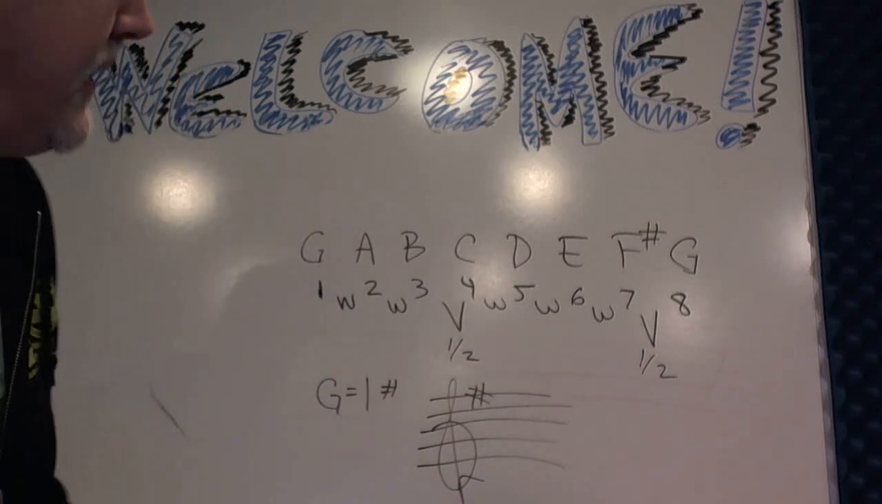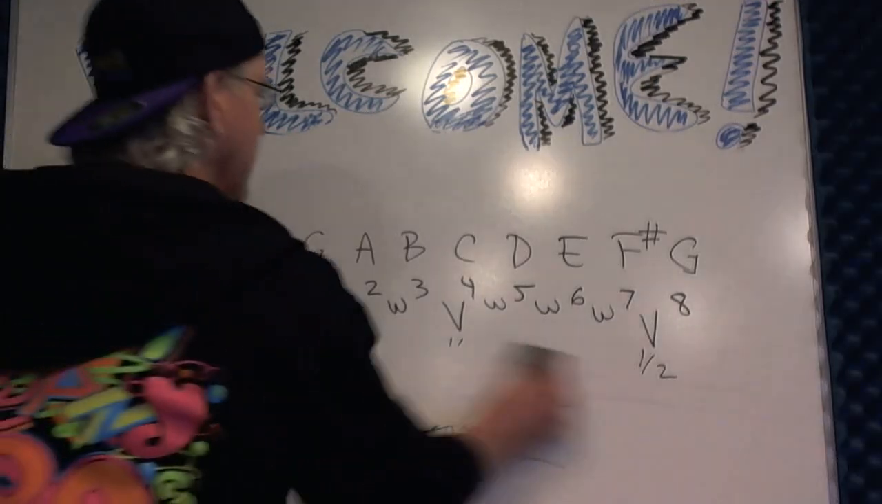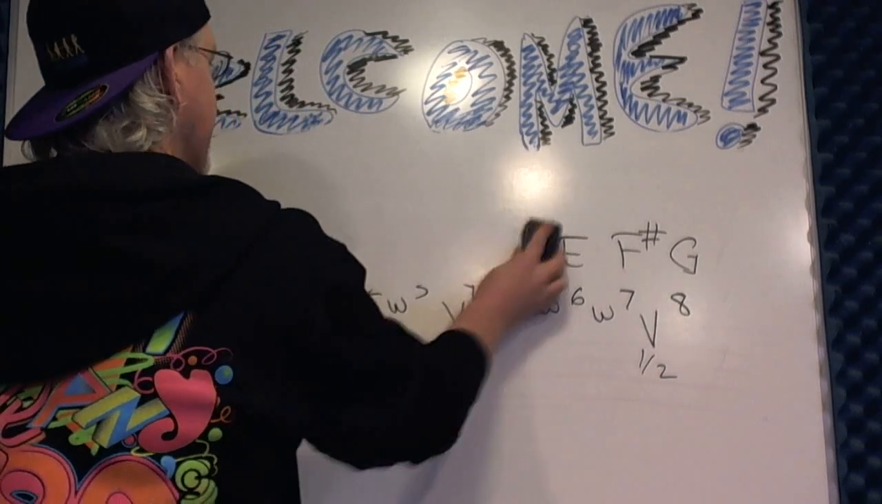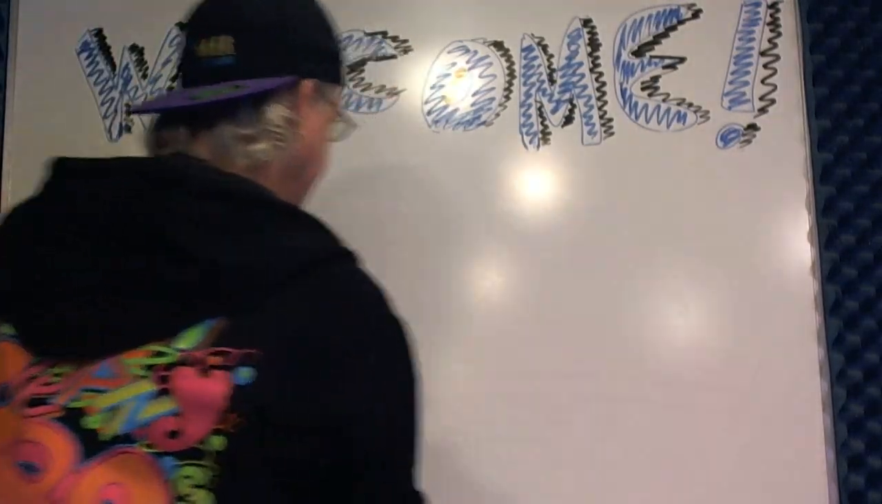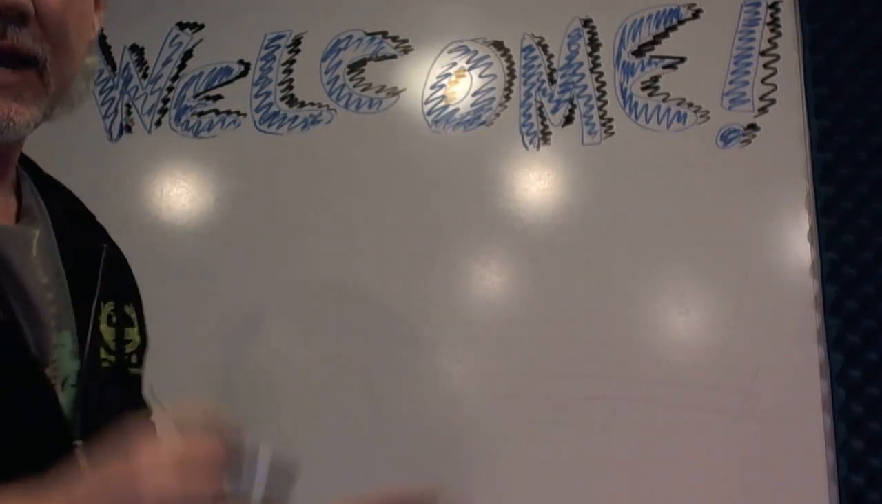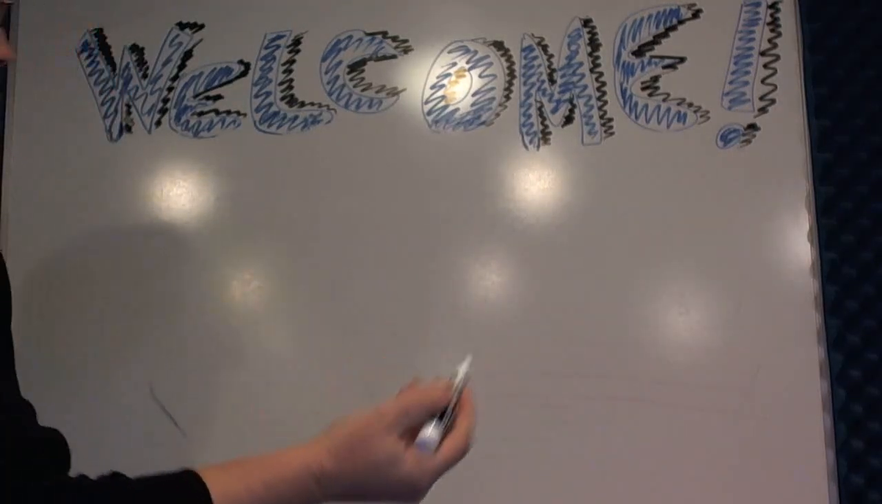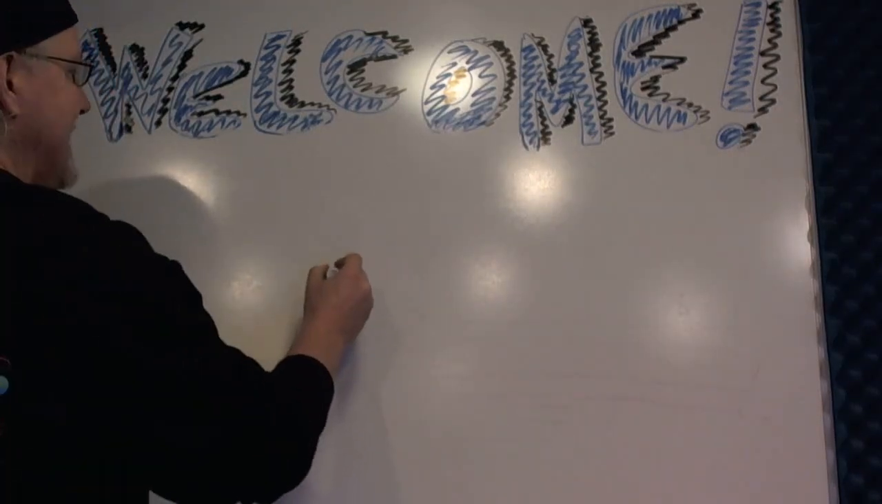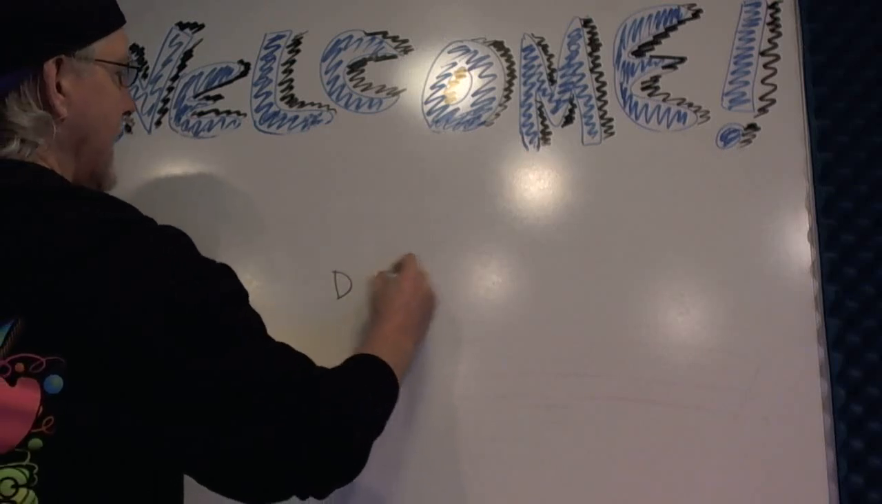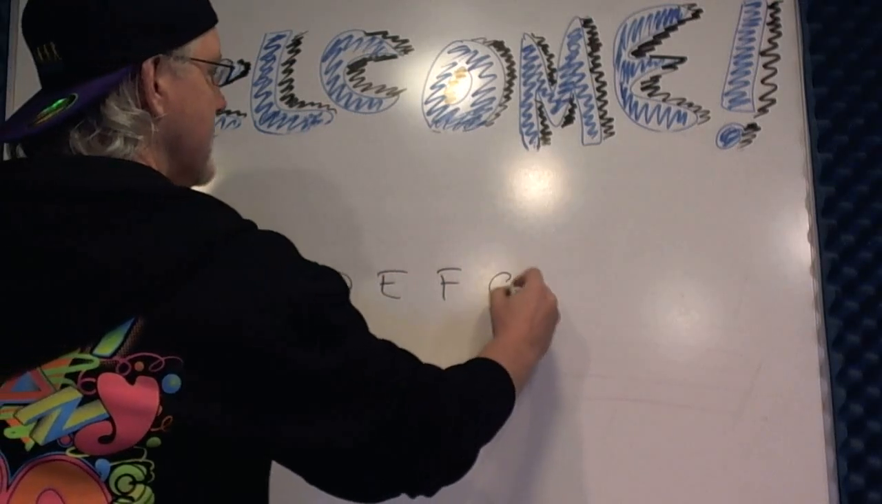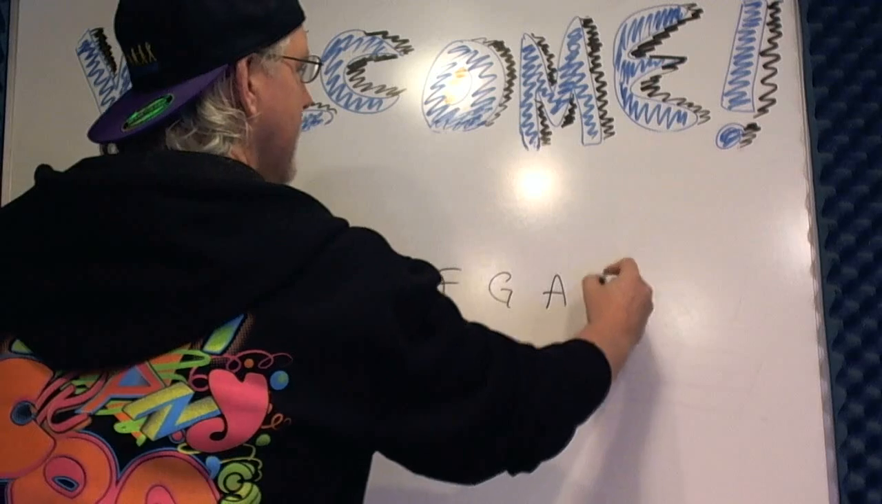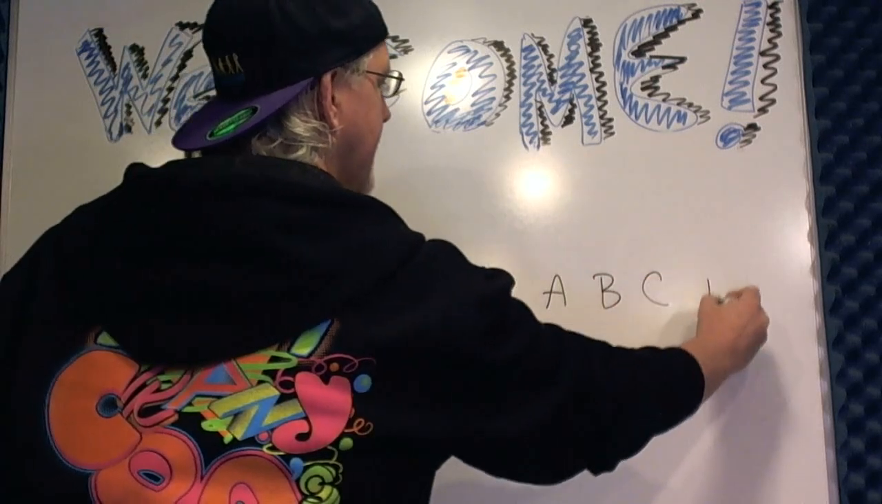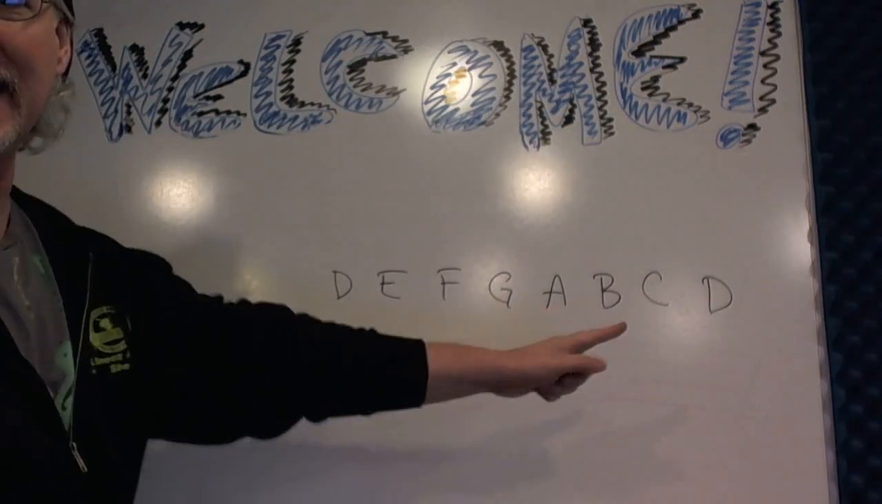Okay, let's try another key. Let's build one more. Let's do the key of D. I'm going to put a D up here. Remember, this is how we do it. We start with natural notes. If I do the key of D, I'm going to go D, E, F, G, A, B, C, D. So I do natural notes from D to D.